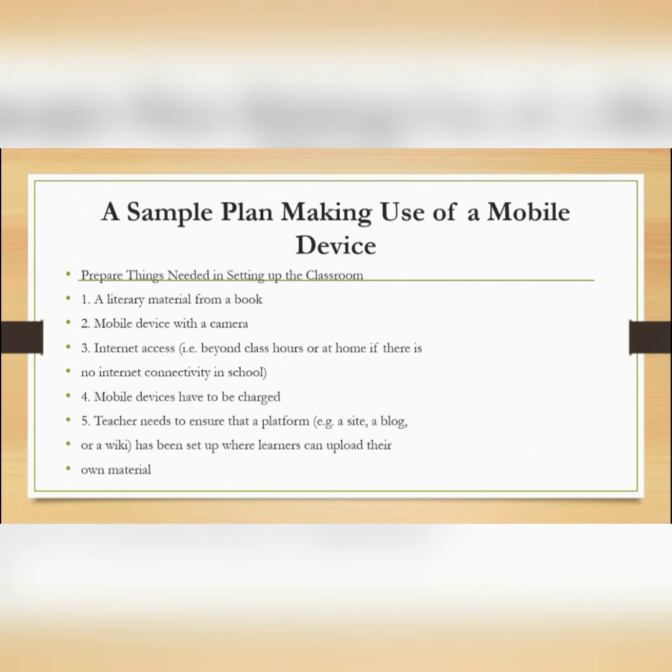Prepare things needed in setting up the classroom. First, a literary material from a book. Second, a mobile device with a camera. Third, internet access, or beyond class hours or at home if there is no internet connectivity in school. Fourth, mobile devices have to be charged. Fifth, the teacher needs to ensure that a platform, for example a site, a blog, or a wiki, has been set up where learners can upload their own material.